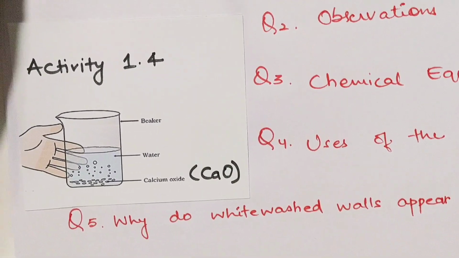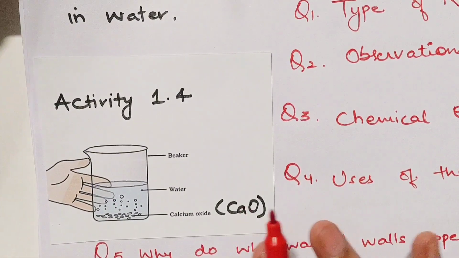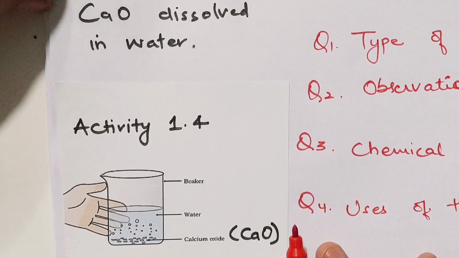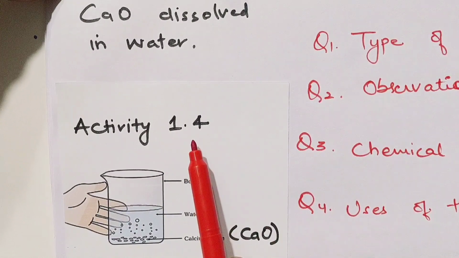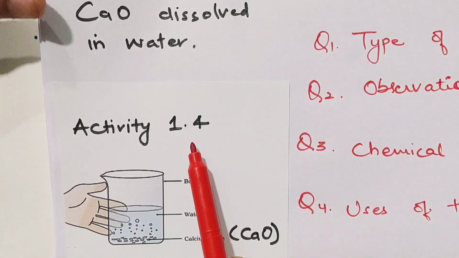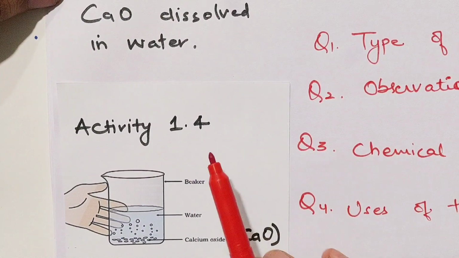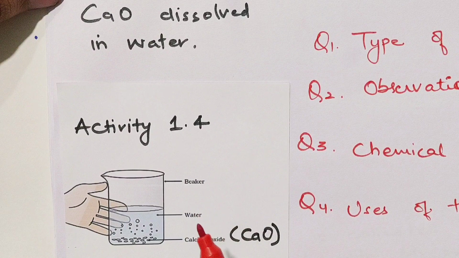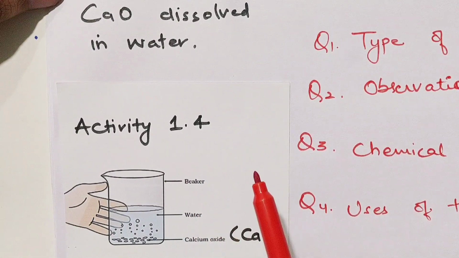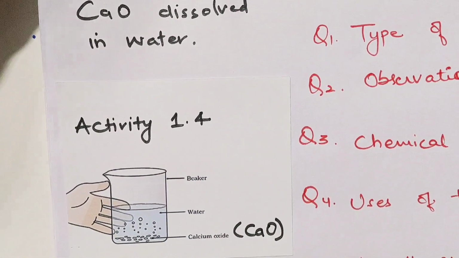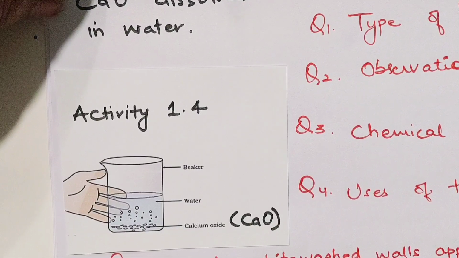Next activity is activity 1.4. You might notice two activities missing, 1.2 and 1.3. 1.2 I will take up after a while. 1.3 we will take up in the next chapter. Okay, so now let's discuss this activity.